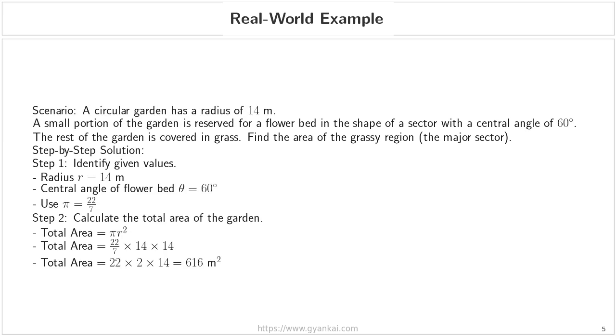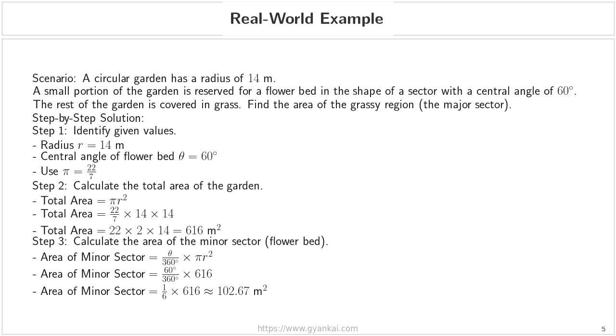Step 2, we need to find the total area of the entire garden. To do this, we use our fundamental formula for the area of a circle, which is pi times r squared. Plugging in our values, we get 22/7 multiplied by 14 multiplied by 14. If we simplify this by dividing 14 by 7, we are left with 22 multiplied by 2 multiplied by 14, which gives us a total area of 616 square meters.